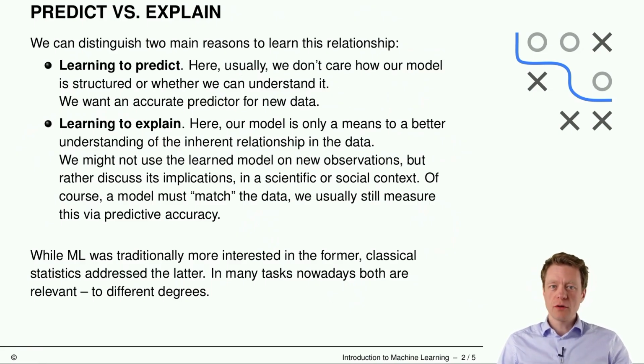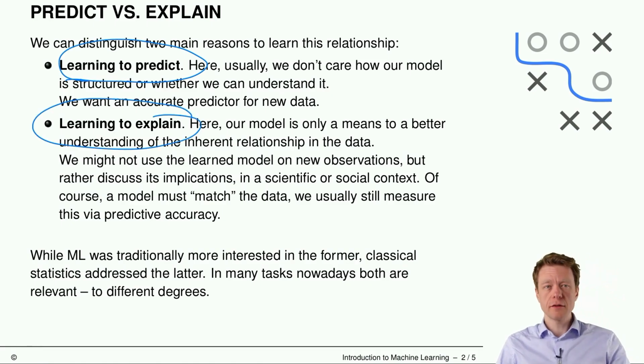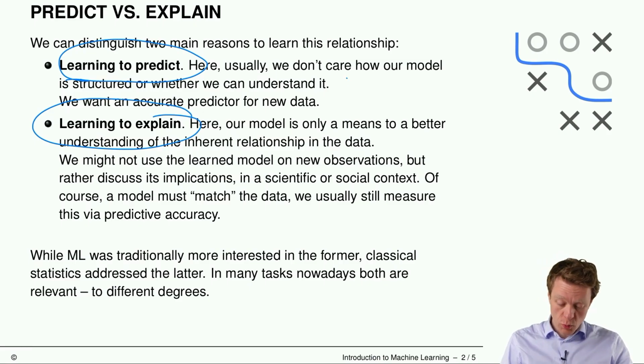We don't have to, but we can distinguish between two main reasons to learn this relationship. There's a difference between learning to predict and learning to explain. In learning to predict, we mainly care about the predictive performance of a model. So we really just want to predict very well the target y from some new feature vector x where we do not know the target y. And an accurate predictor is all we want.